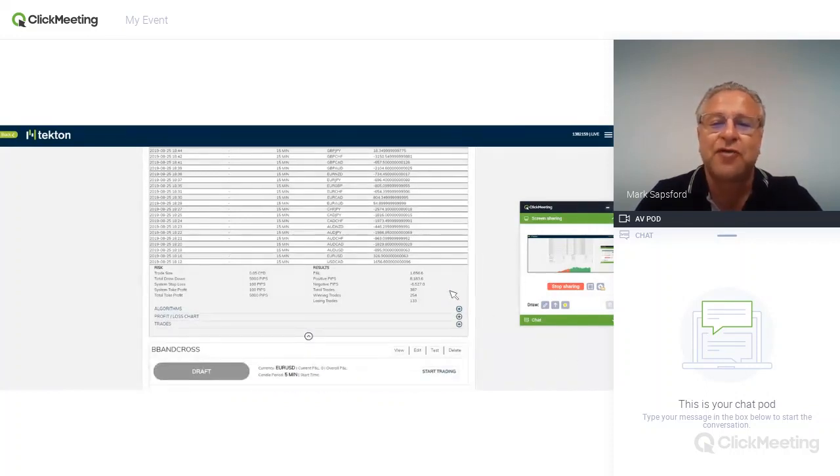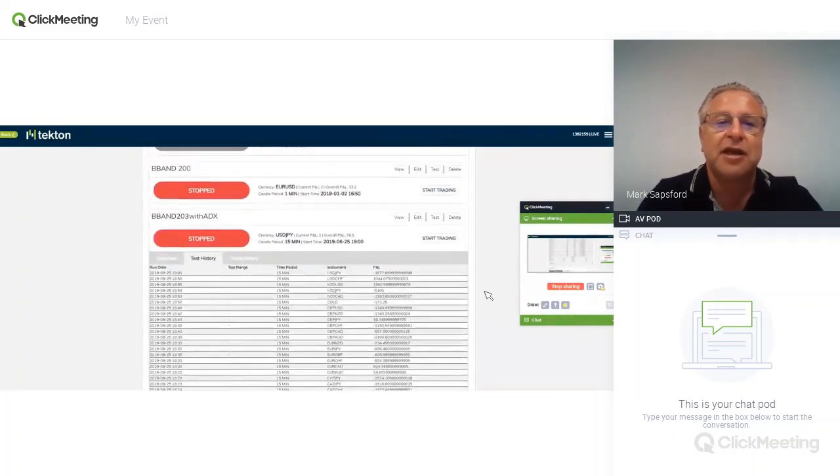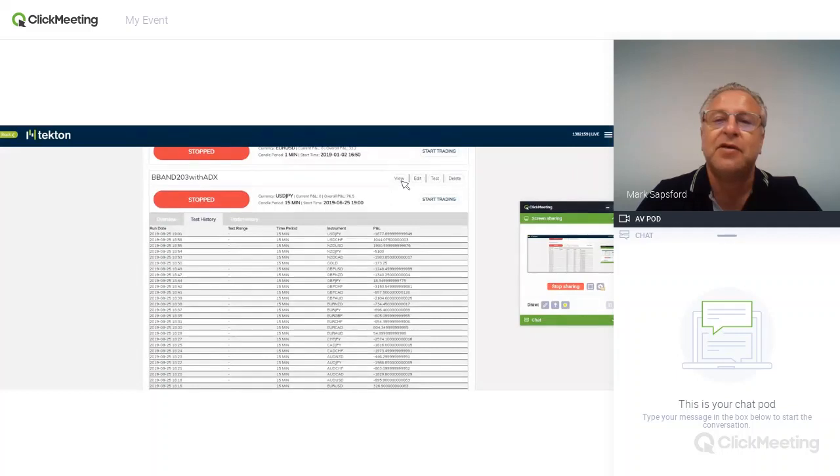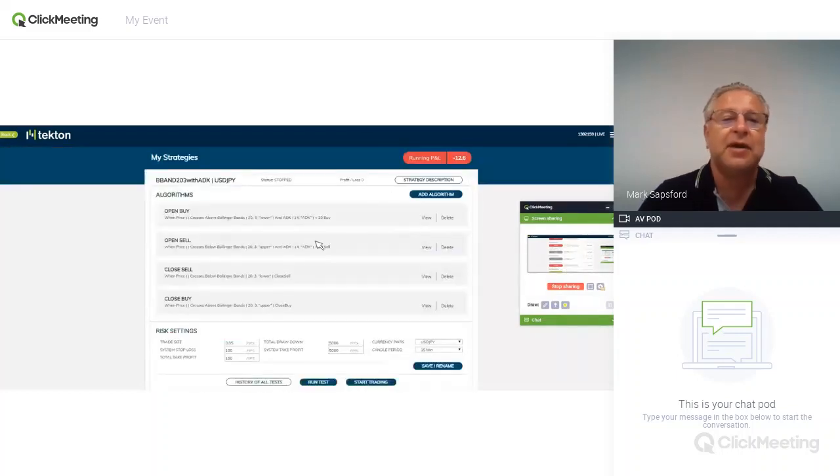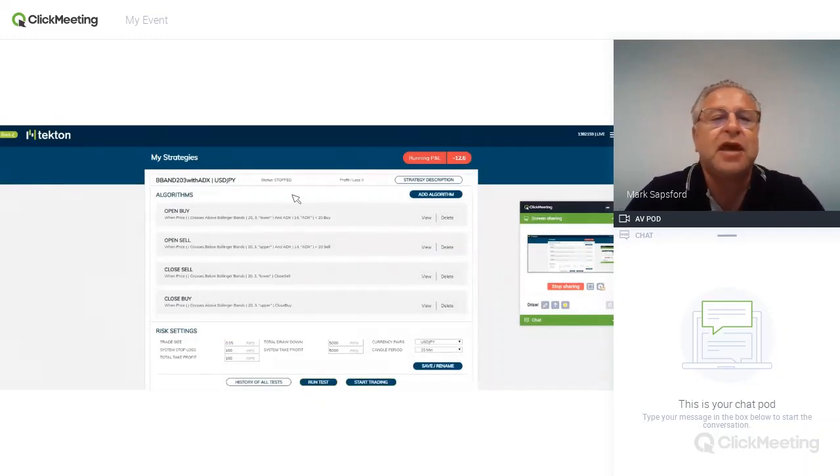So let me now show you the strategy that this is actually using. We'll click the view button, and then we click edit, and there we go. This particular strategy is using 4 levels of open or execution. What we've got here is an open buy. This condition will open the buy, and this condition will open the sell. The open buy is when price crosses above the Bollinger Band lower band. The Bollinger Band is set at 20 and 3 deviations, plus the ADX 14 is less than 20. So the open buy condition is this one here.